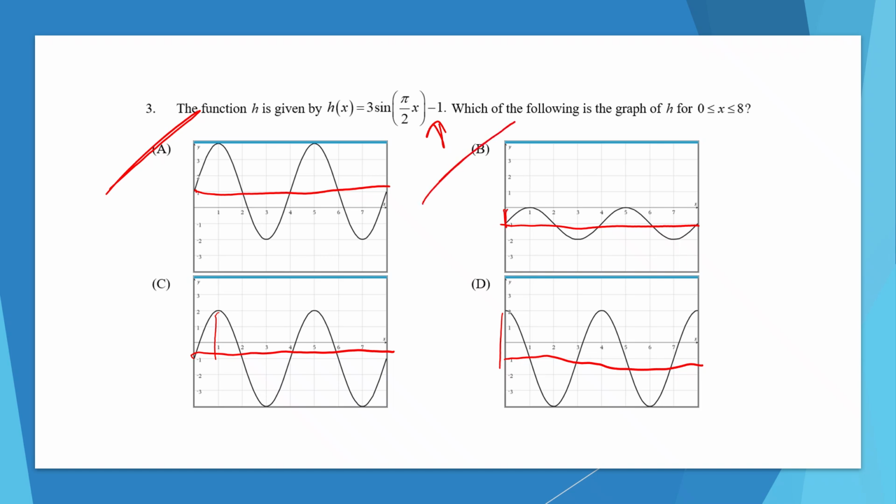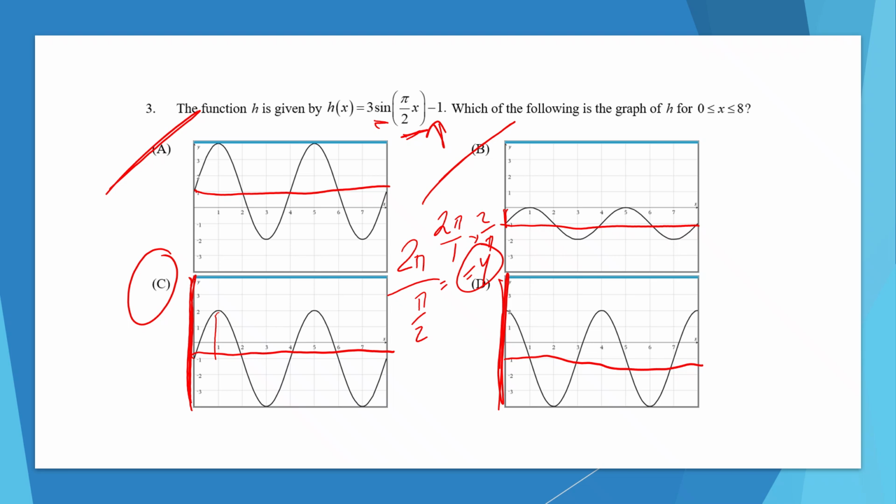And then we want to figure out what our period is. So our period is 2 pi over our B value, pi over 2. This is equal to 2 pi times the reciprocal, which should just be 4. And so 4 should be our period. This actually matches both, so that doesn't help us. And then we have a sine function with no horizontal translation, which means right at the y-axis, it should be starting at the midline going up. So C is going to be our answer for 3.